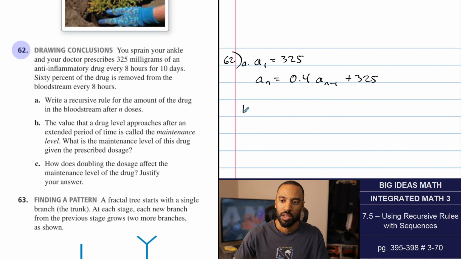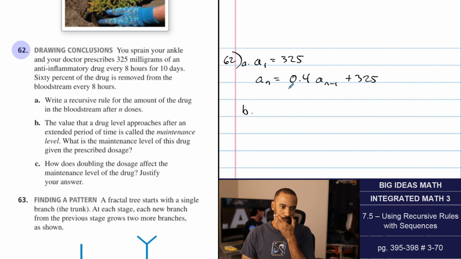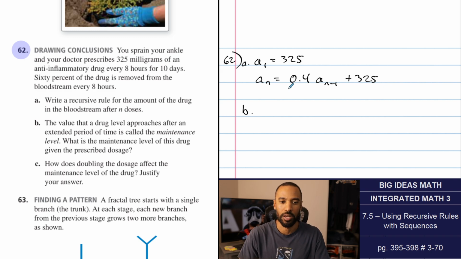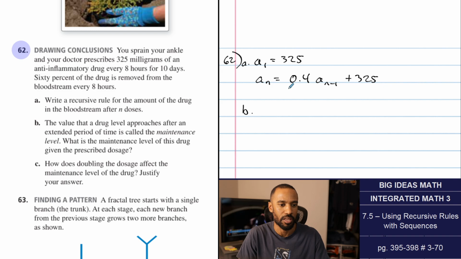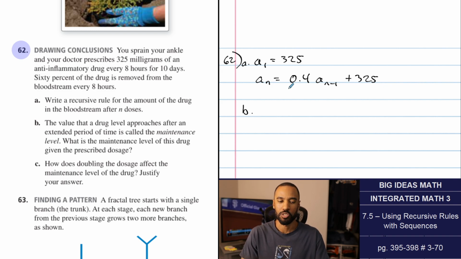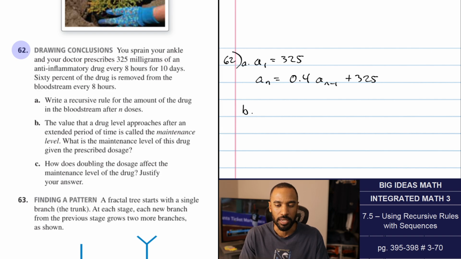Yeah, that's our part A. Part B, the value that a drug level approaches after an extended period of time is called the maintenance level. What is the maintenance level of this drug given the prescribed dosage? I'll stick to the calculator for now.